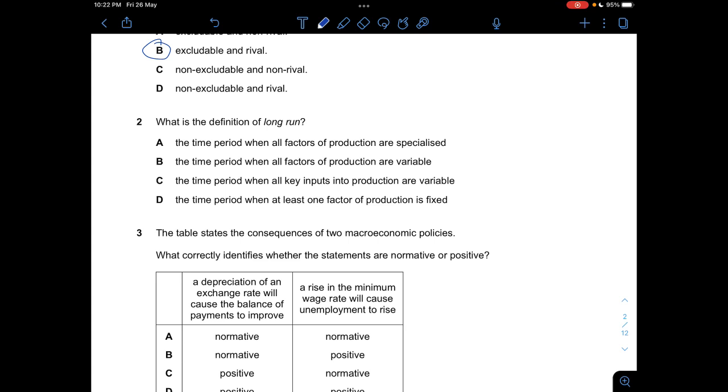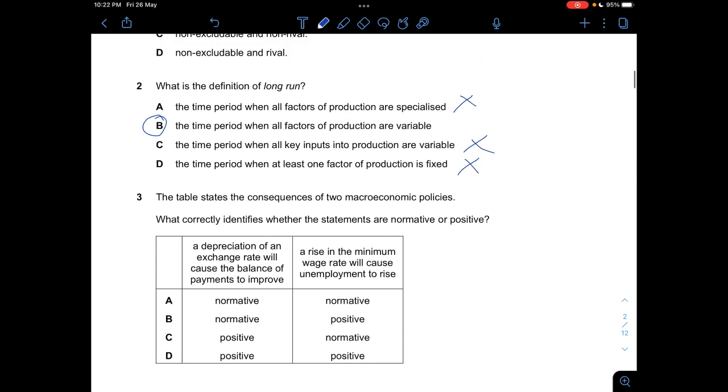A says a time period when all factors of production are specialized, which is not correct. C says the time period when all key inputs into production are variable, which is not correct. And D says the time period when at least one factor of production is fixed, which is not correct. So the answer is B, a time period when all factors of production are variable. That means that all factors of production can be adjusted, right? That's for the long run.